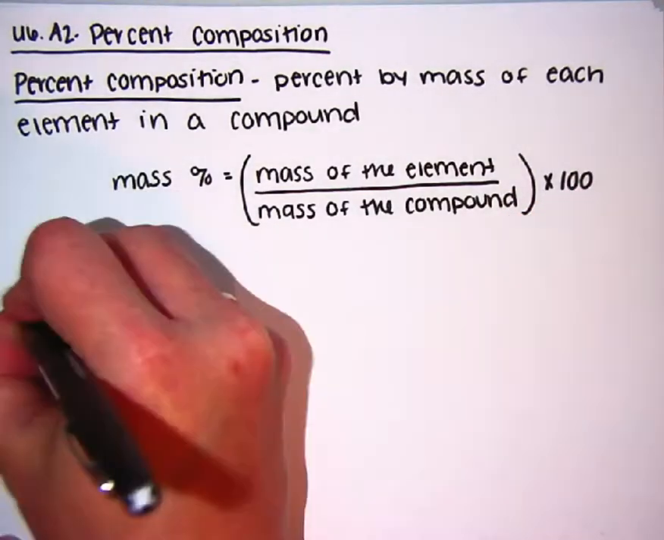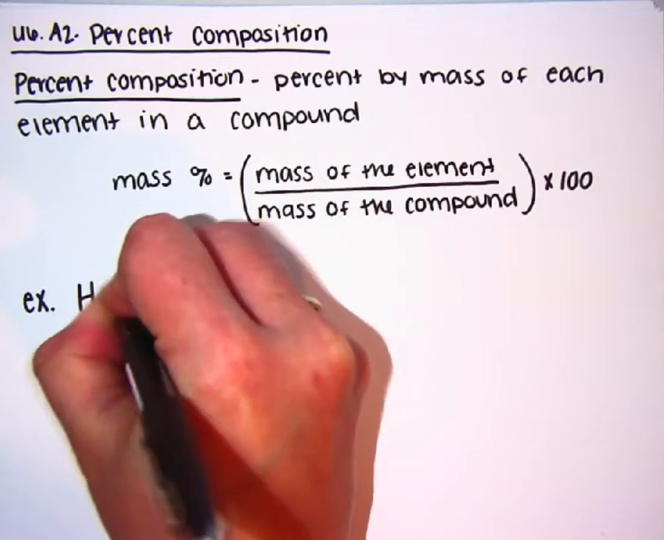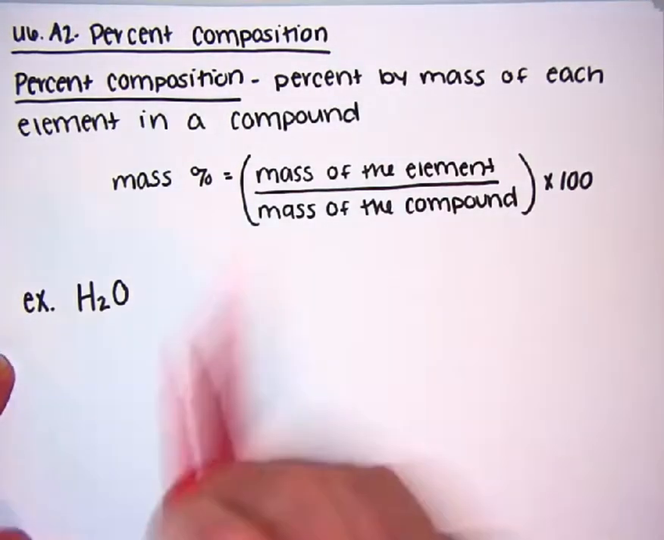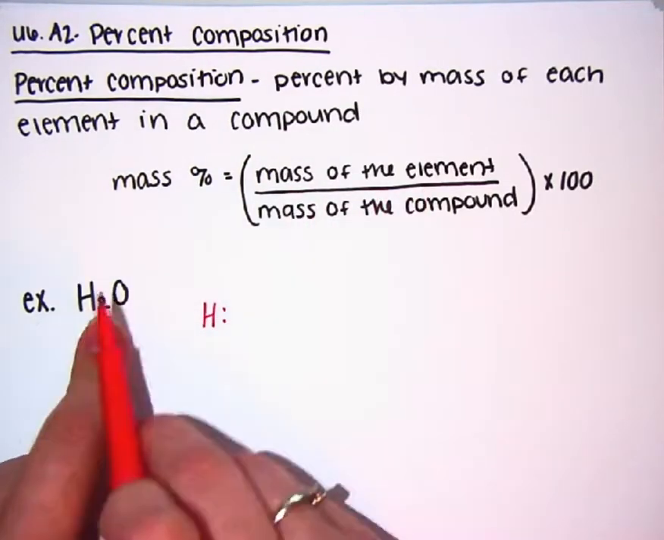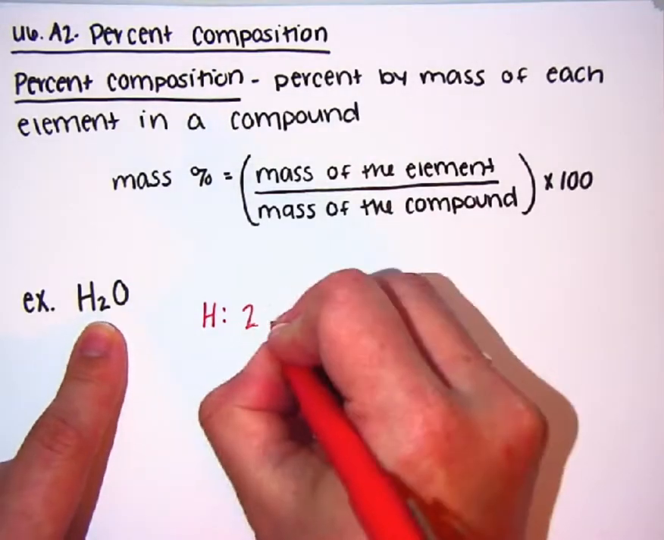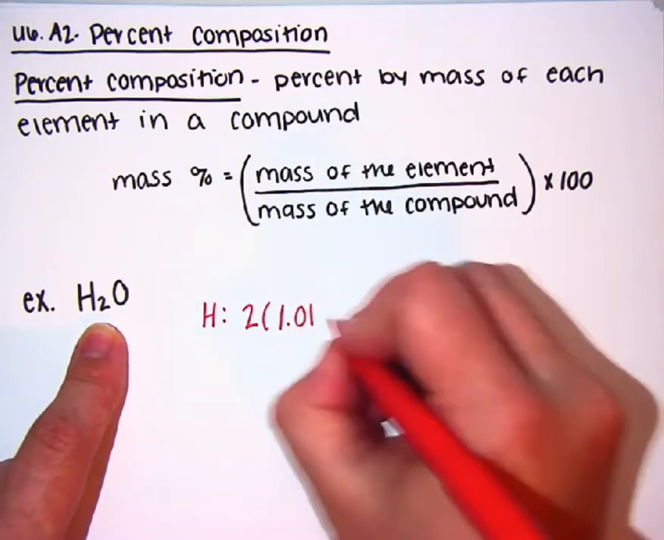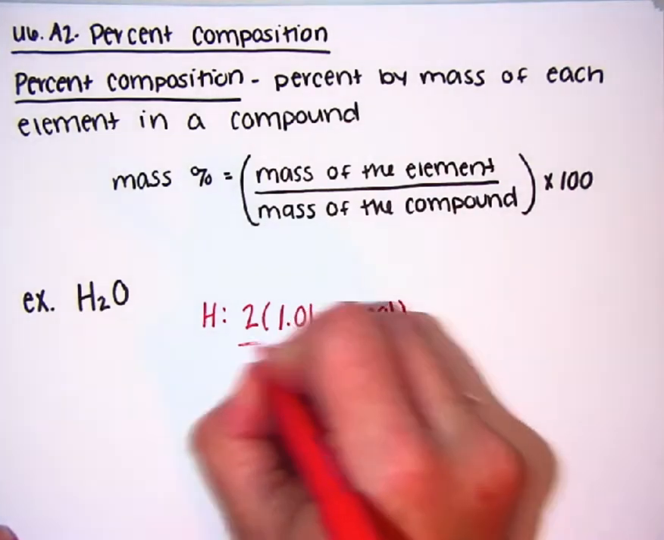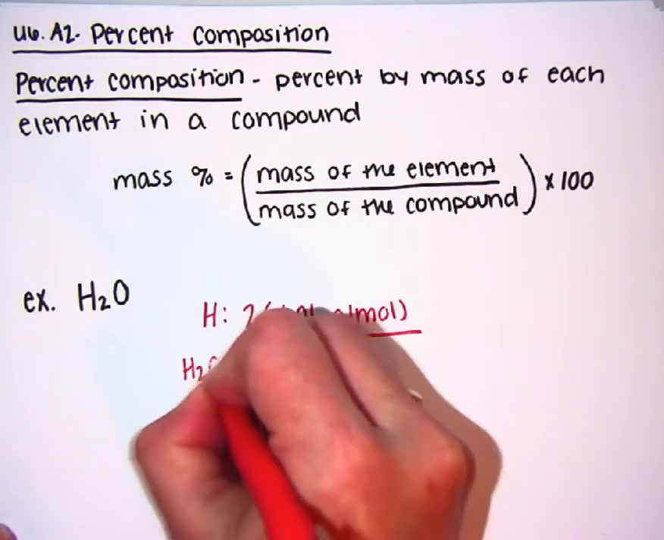First one, let's say we wanted to know the percent composition of both hydrogen and oxygen in water. Alright, so let's start with hydrogen. We're going to take the mass of the element in the compound. So I have 2 hydrogens, and hydrogen has a molar mass of 1.01 grams per mole. We are going to divide it by the mass of the compound. So I'm going to divide it by the mass of water.